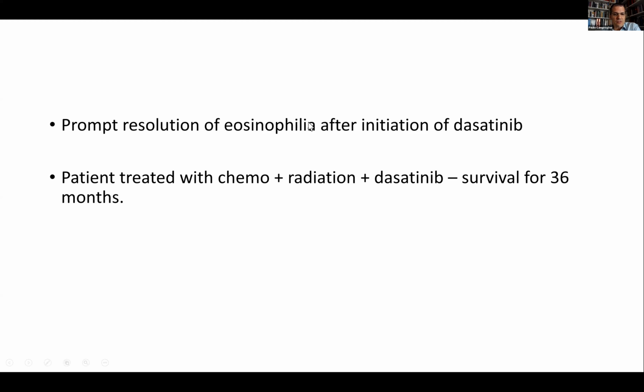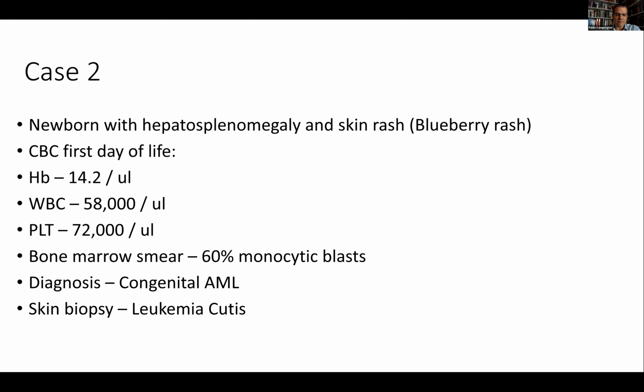Eosinophilia resolved shortly after initiation of dasatinib, and then the patient was treated with chemo, radiation, and dasatinib, and survived for about 36 months. Unfortunately, after 36 months, he had a CNS, central nervous system relapse, and passed away of acute myeloid leukemia. But at least this patient gained 3 years after a second transplant, a second relapse after transplant. This is not usual, and so this was very helpful for the patient.